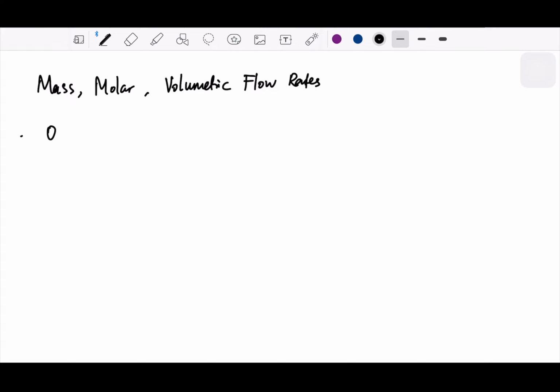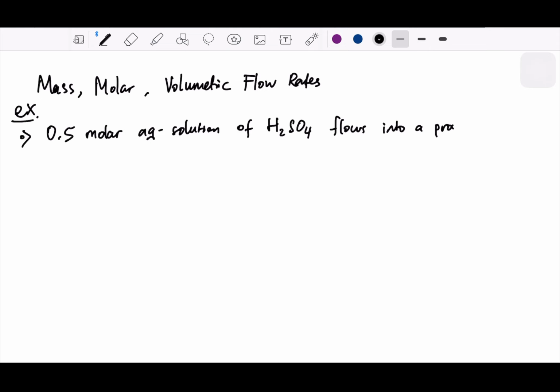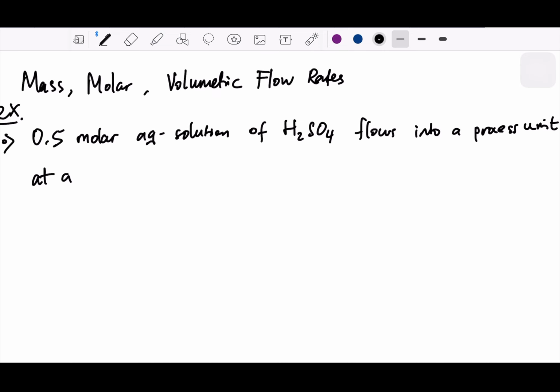So you have the questions, maybe an example. 0.5 molar aqueous solution of sulfuric acid flows into a process unit at a rate of 1.25 meter cubes per 1 minute. Specific gravity is 1.03. Okay.